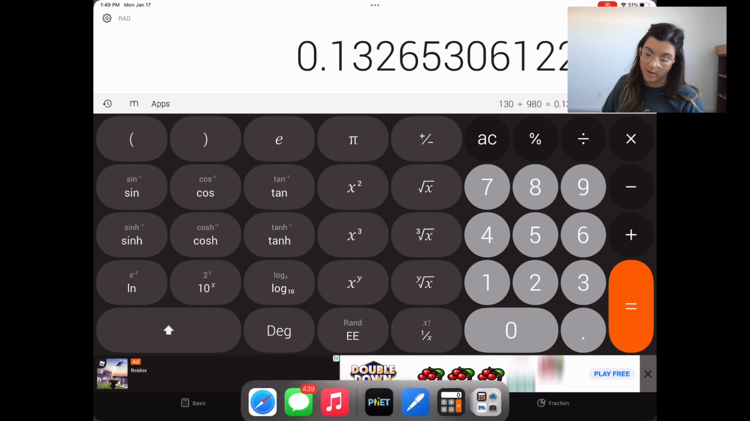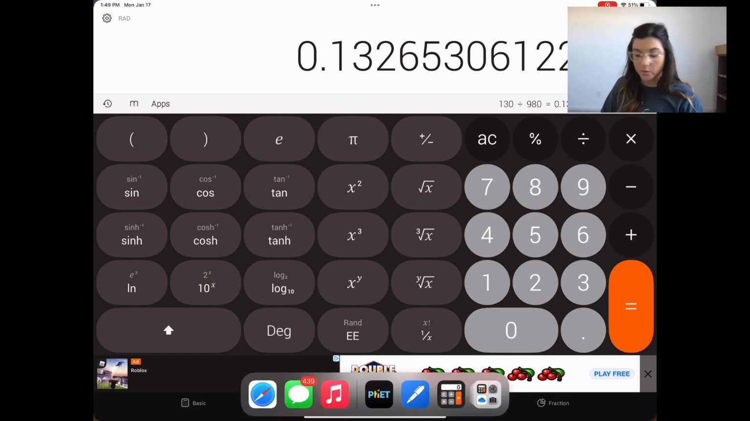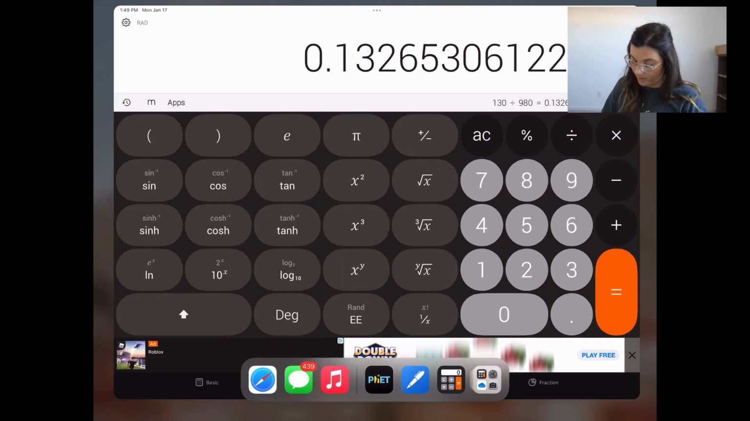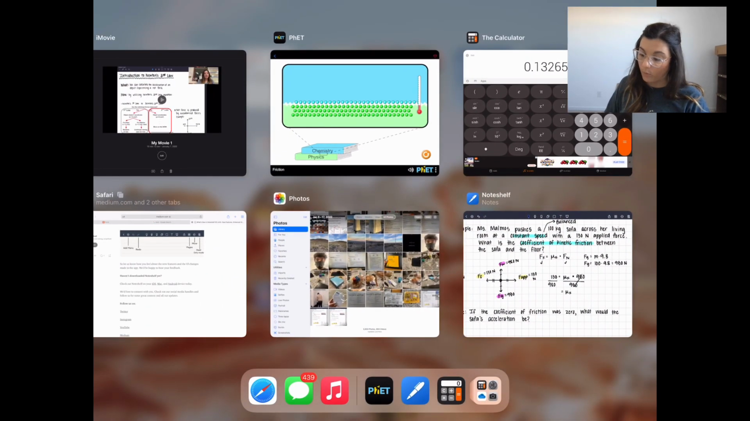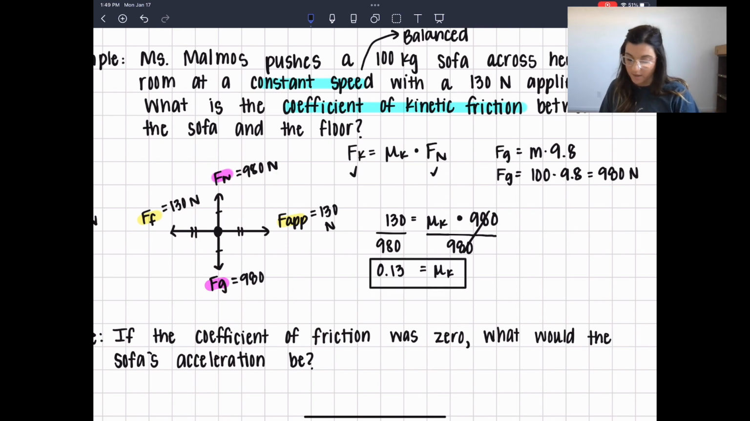I think I'm just going to round to the hundredth place. That'll be specific enough that we can tell that we did the problem, and not confuse it with maybe a different answer or rounding error. So 0.13 is safely rounded. It's specific enough, but not so specific that I'm wasting my time writing unnecessary digits. So that would be my coefficient of kinetic friction.